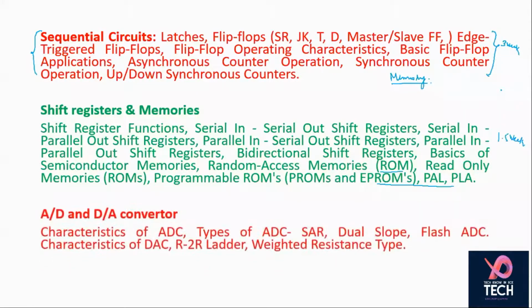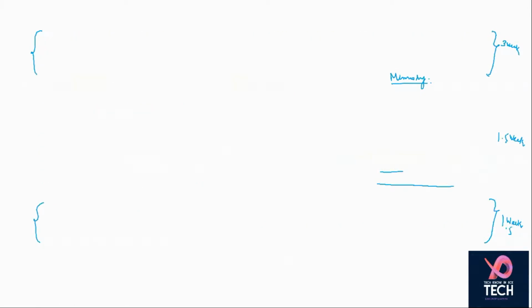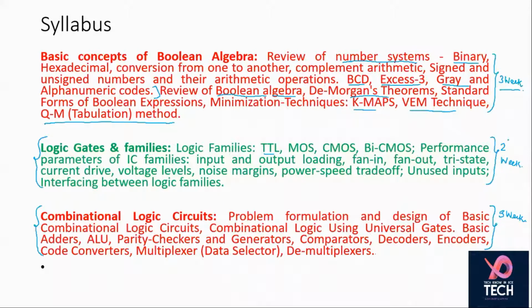And last but not the least is A to D and D to A converters. So what is their importance? We know that there are different types of inputs, analog and digital, so they need to be attached to each other, and for that we need converters: analog to digital converters and digital to analog converters. So this we are going to cover. It will require about 1 week or maybe 1.5 weeks. So 3 weeks, 6 weeks, 9, 11, 14. 14 weeks are required. So that's all.